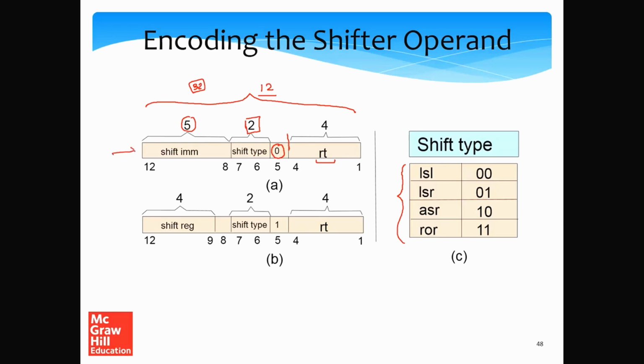Let's now consider the second variant. In this case, we again have the RT register, which requires 4 bits. But instead of this bit being 0, the 5th bit is 1, which means that we are shifting RT by the value in a register. The shift type is encoded with the next 2 bits, and the top 4 bits encode the ID of the register which contains the shift amount.